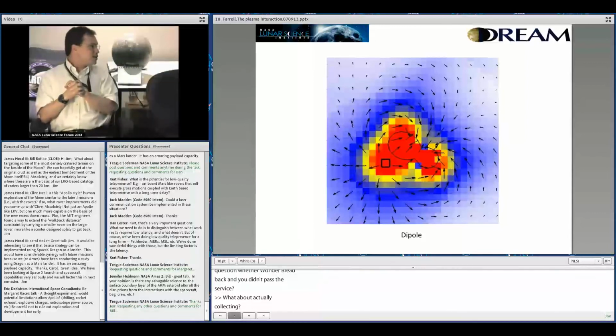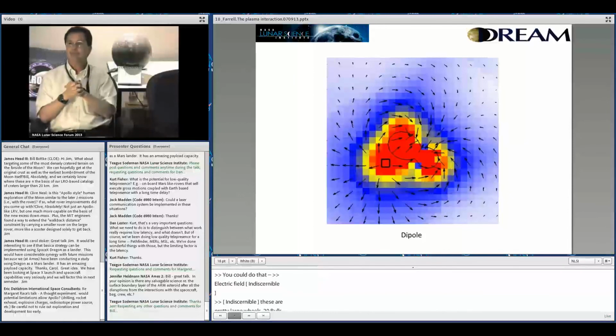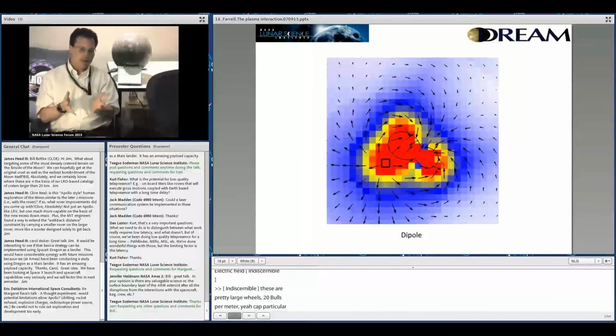On the electric field generation, would it actually create dust levitation then? These are pretty large fields. They're 20 volts per meter, and that could lock the smaller stuff. Yeah, particularly given its microgravity. So it would change the dust environment as well, you would think.